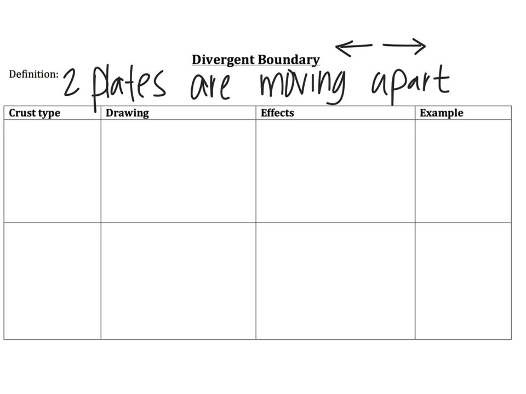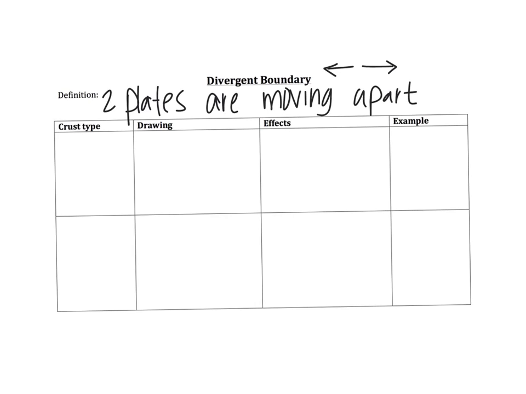This can happen between two different crust types. This can happen between two oceanic plates or two continental plates. So one is an O, one is an O, and the other interaction is when there's two continental plates. One is a C, one is a C.